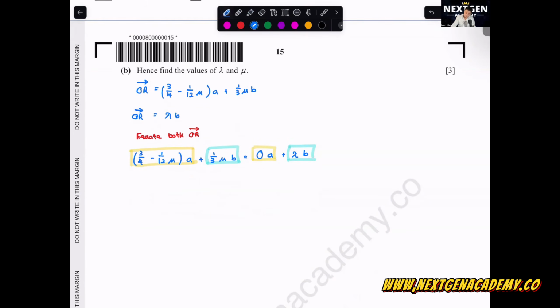Okay, from here, now you're going to compare the coefficient. You can just write like that. For A, 3 over 4 minus 1 over 12 mu is equal to 0. Okay, let's solve for this. 3 over 4 equals 1 over 12 mu. 3 over 4 times 12 is equal to mu. Mu is equal to 9. And for B, 1 over 3 mu is equal to lambda. Mu is 9. Therefore, lambda is equal to 3. Easy peasy.